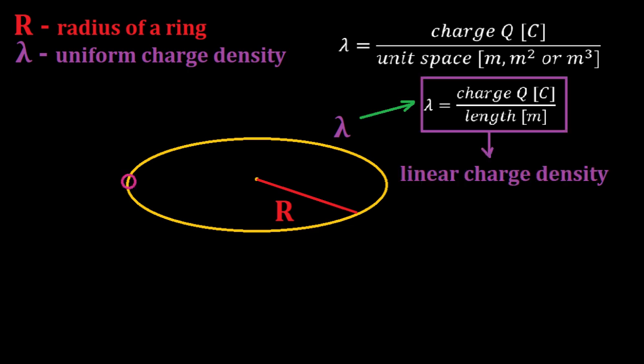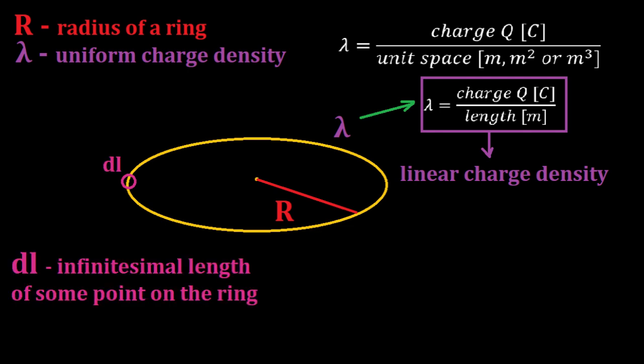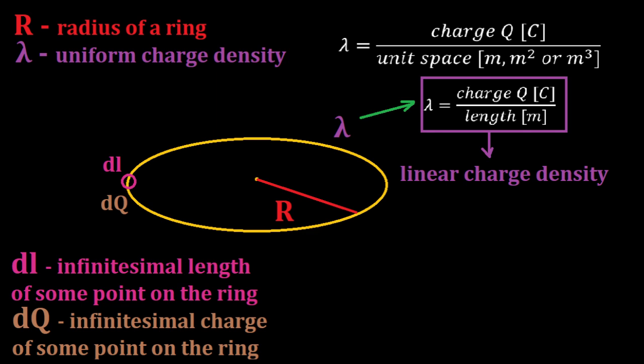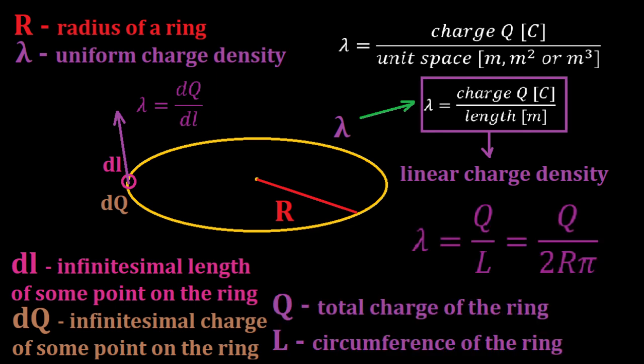A single point on this ring has some infinitesimal length dl and contains infinitesimal amount of charge dq, so the linear charge density lambda at that point is equal to dq over dl. As the charge is distributed uniformly, lambda is also equal to the total charge of the ring q over the entire length of the ring, its circumference, which is 2πr. The total charge is then equal to lambda times 2πr, and we'll use this somewhere later down the line.